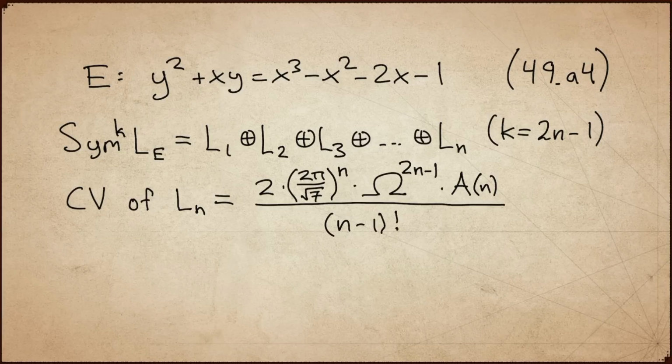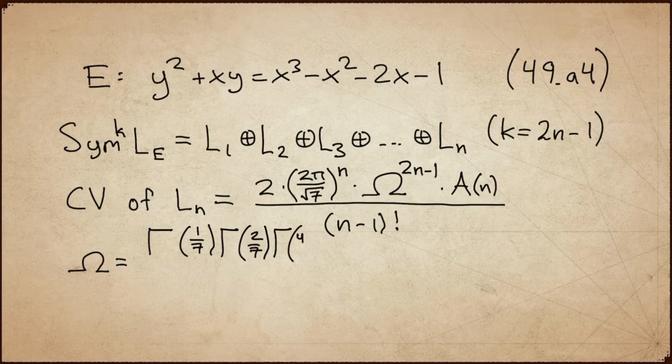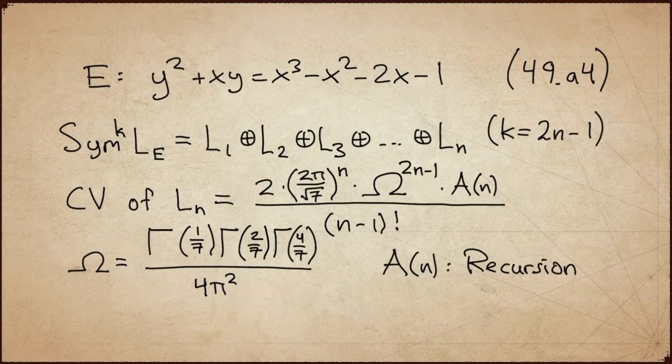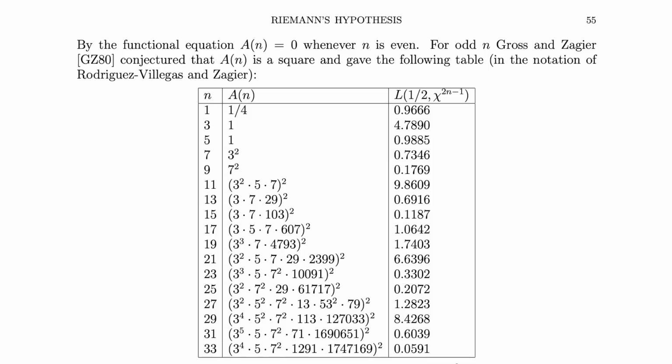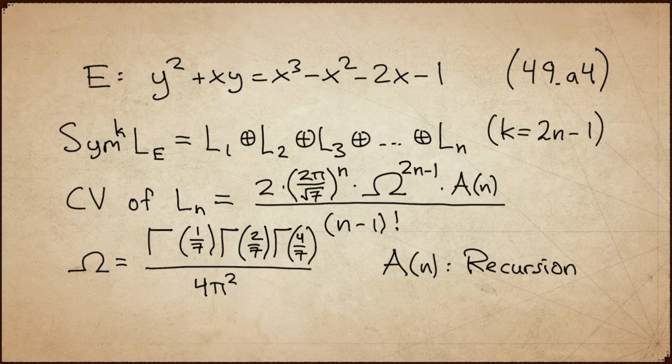So, what's omega? Well, omega is gamma of 1 over 7 times gamma of 2 over 7 times gamma of 4 over 7, divided by 4 pi squared. There is a separate recursion formula for these numbers a of n. I think it's the craziest recursion I have seen in my entire life. You can check Conrey for the details. So, all of this looks complicated for sure, but if you look at each factor, it is something that you can compute.